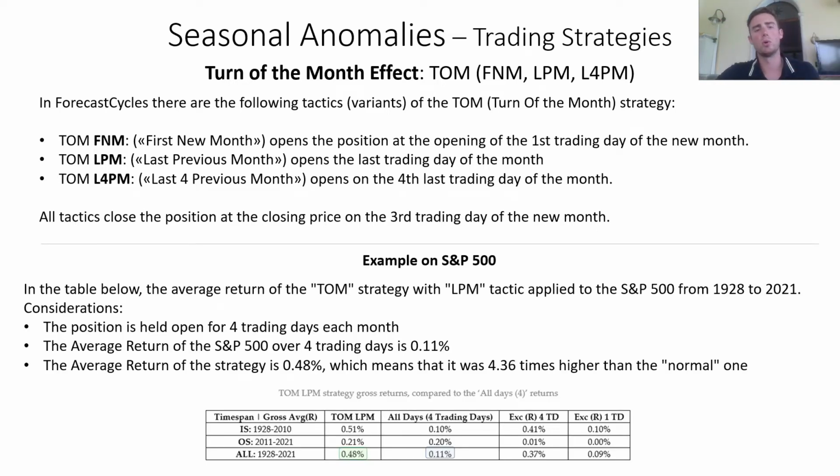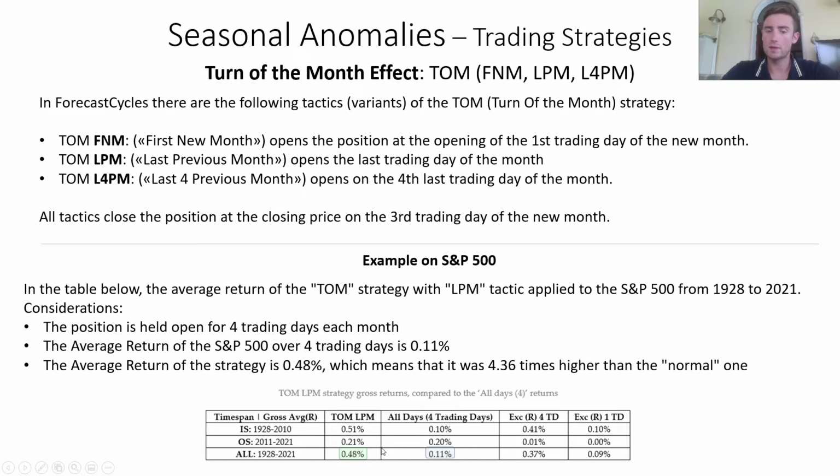In the table below, there is the average return of the turn of the month strategy with the LPM tactic applied to the S&P 500 from 1928 to 2021. Considerations: the position is held open for 4 trading days each month. In this table you see the time span in sample, out of sample and all, and the relative years. Then the returns of the strategy with this tactic.